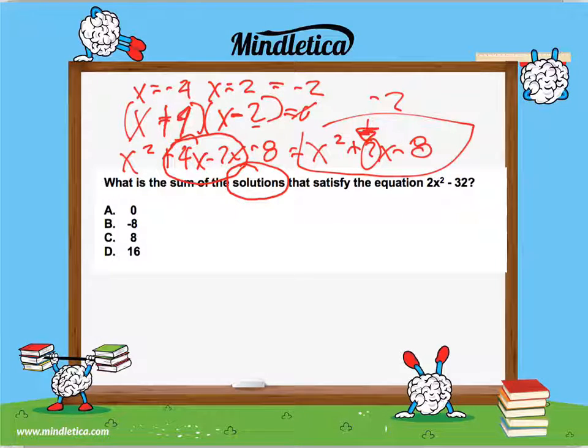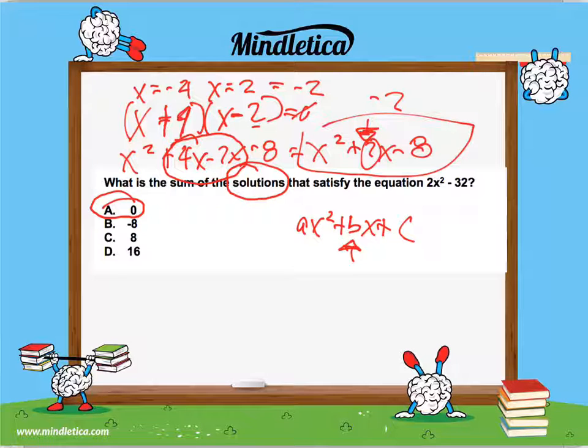Now for this one, I don't have a b term here. When I have ax squared plus bx plus c, this is my b term, the one that is attached to the x to the first power. I don't have one here, so really the sum of my solutions is going to be 0.